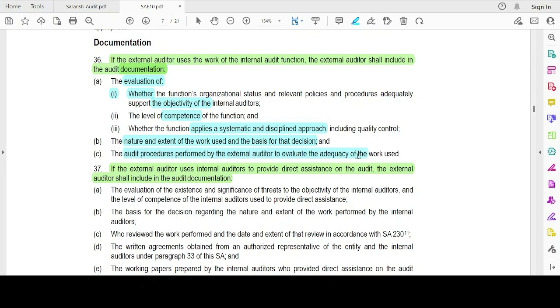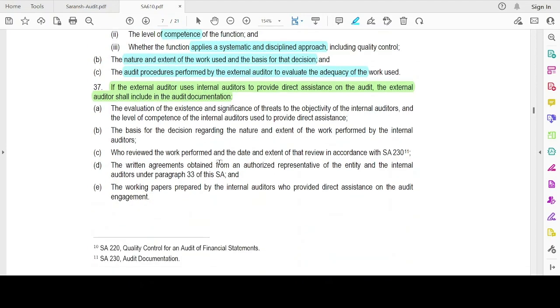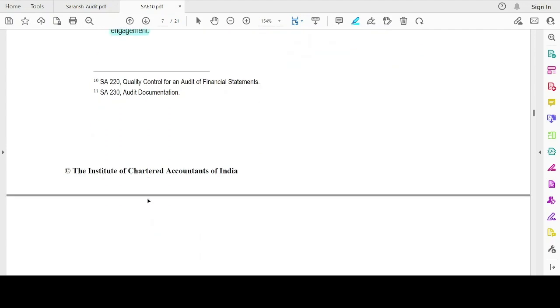Now, if he uses the work of the internal auditors, then he has to document the evaluation of existence and significance of threats to objectivity, level of competence, basis of decision, then who reviewed the work performed and the date and extent of the review, written agreements obtained from the authorized representative, and working papers prepared by the internal auditors who provide direct assistance on the audit engagement.